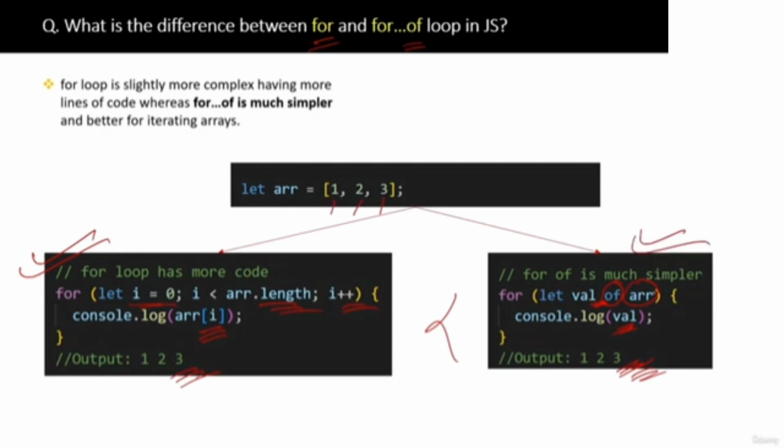Now the question is, when we have the simpler one, why do we need the for loop? The reason is for loop is a general way of iteration which can be used to do any kind of iteration with anything. Whereas the for of loop's use is limited to arrays and objects iteration only. It cannot be used for anything. So it's more specific, for arrays and objects only. So that is the difference.